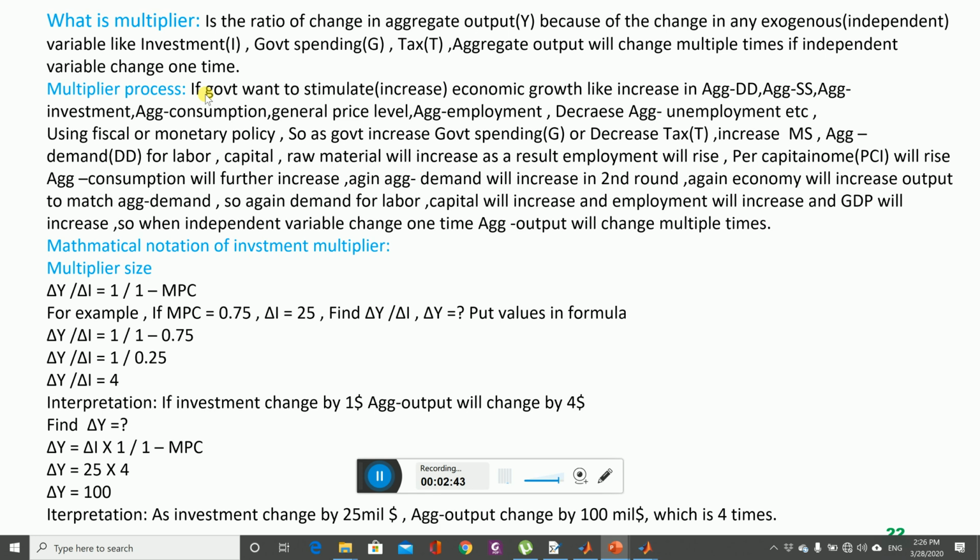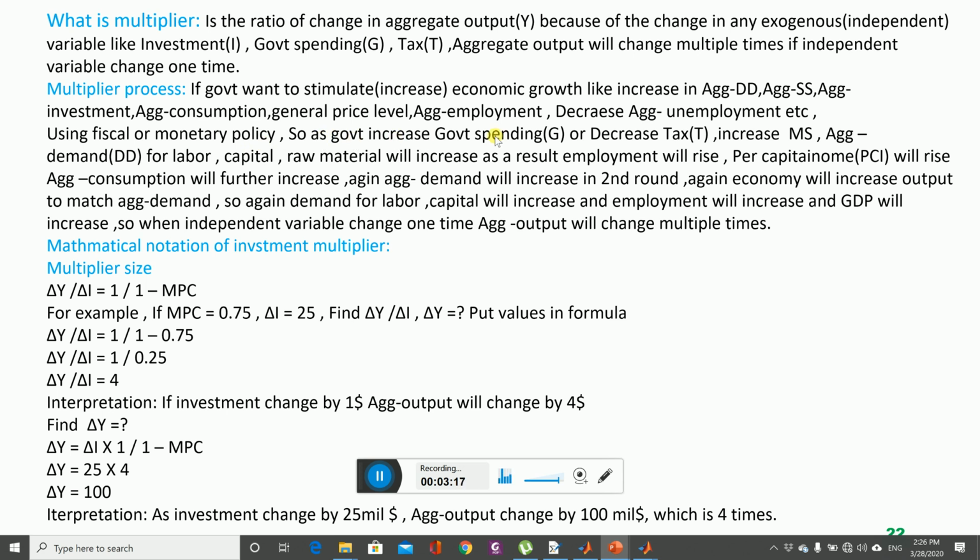Multiplier process. If the government wants to stimulate, meaning increase economic growth, what is economic growth? Like increase aggregate demand, aggregate supply, aggregate investment, aggregate consumption, general price level, aggregate employment level, or the government wants to decrease aggregate consumption, etc. The government can do this using fiscal or monetary policy or direct control.